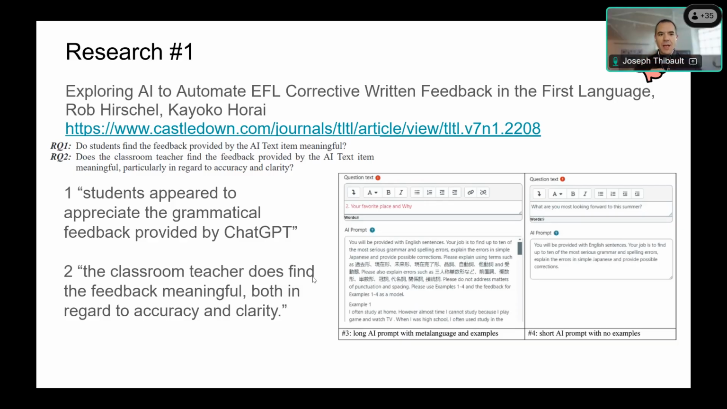Okay, so you heard first a quote from Robert Herschel, who is at Sojo University in Japan. They've actually done a research project and published a paper based on their use of this feedback plugin last year, I think. So it's brand new research, trying to suss out a couple of very important research questions. First, did the students find the feedback provided meaningful? Did they notice it? Was it available? And second, does the classroom teacher find the feedback provided by the AI text item meaningful, particularly in regard to accuracy and clarity?